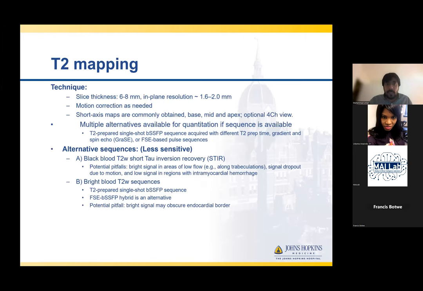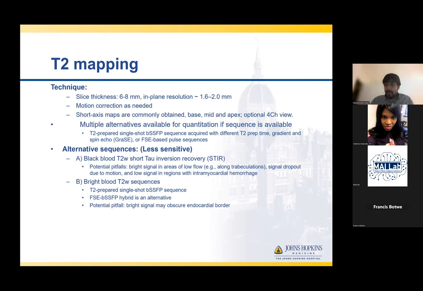mapping. So T2 mapping is a quantitative tool for us to assess edema. It's a tool that a clinician or radiologist or cardiologist is basically relying on to see if there is edema fluid within or outside the cardiomyocytes. So it's a pixel by pixel analysis where you can either color code the image, or you can draw an ROI and get a T2 value in the milliseconds.